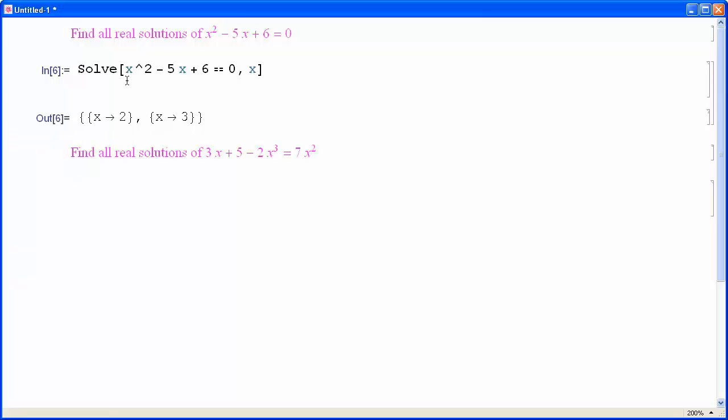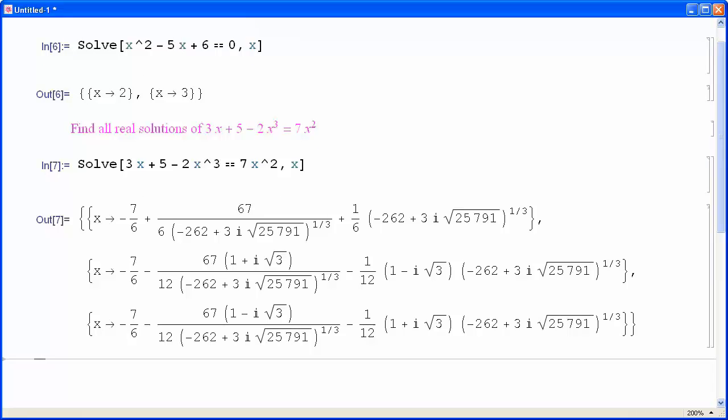So we're going to see if we can get solve to work in just the same way for this cubic equation. So we type solve, and 3x plus 5 minus 2x to the power 3 is balanced with, double equals, is balanced with 7x to the power 2, and I want the solution of x. So let's see if that command works, and yes and no.